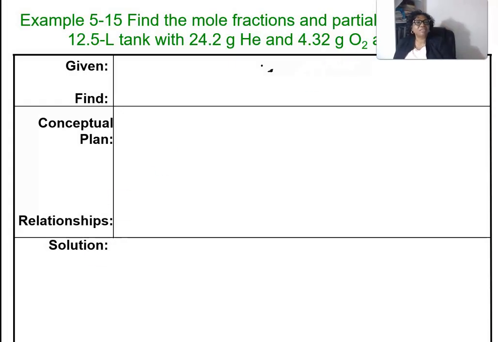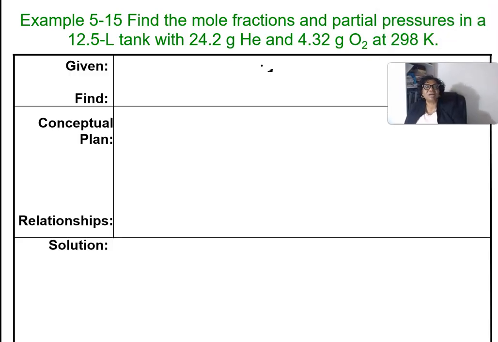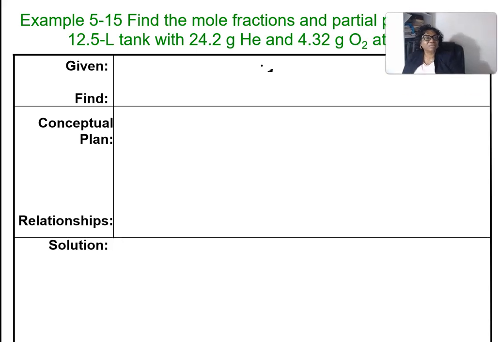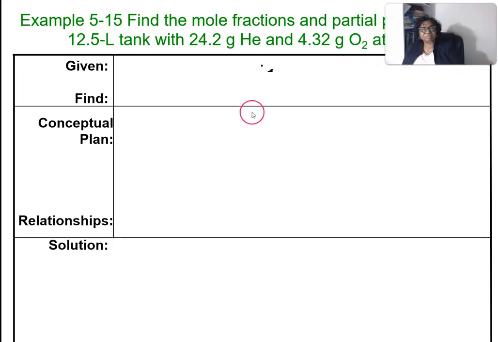So find the mole fraction and the partial pressure in a 12.5 liter tank with 24.2 grams of helium and 4.32 grams of oxygen at 298 Kelvin. So let's try and solve this problem.